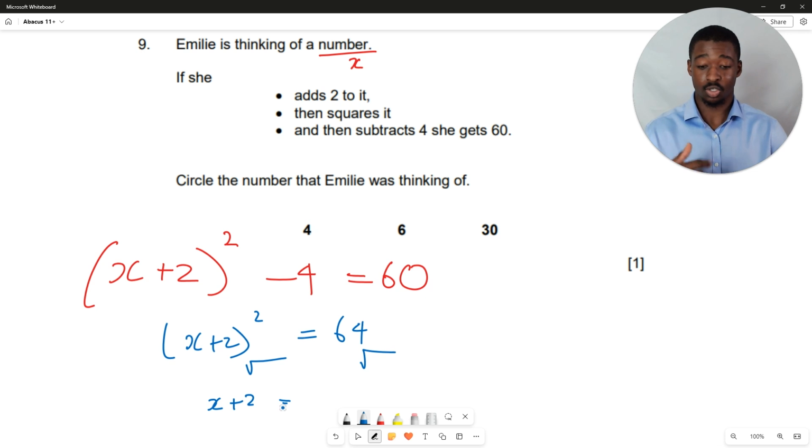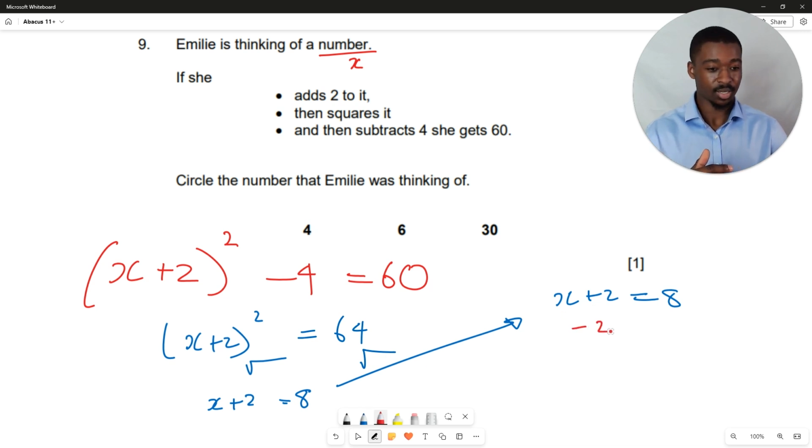On the right-hand side, we have the square root of 64, which is 8, because 8 squared is 64. Let's bring this up here so we have a bit more space. x plus 2 equals 8. Well, now we can subtract 2 from both sides.